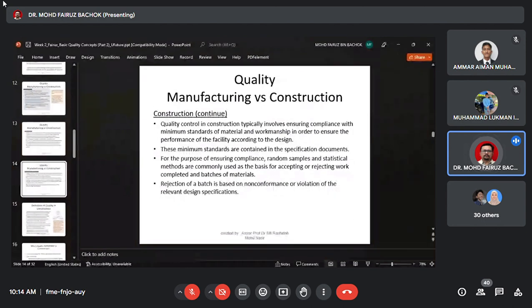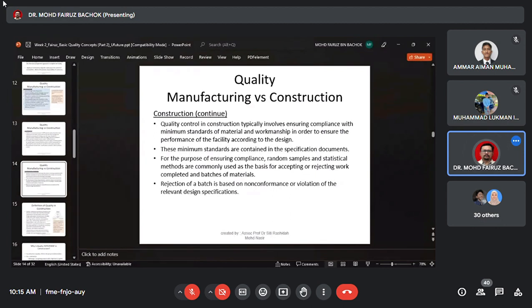Quality, mentioned as construction. Construction will continue. Quality control in construction typically involves ensuring compliance with minimum standards of material and workmanship, in order to ensure that the performance of the facility is according to the design. Because the construction material will affect the thing you're going to construct, but also the workmanship.